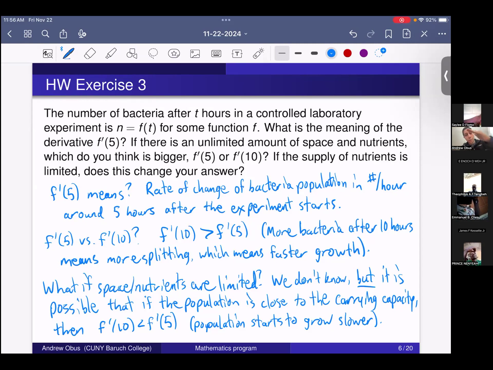And that means that they're not growing fast anymore. It's kind of staying the same. Or maybe they're even really starting to die off. Maybe the rate of change even becomes negative. That all depends on how close to the carrying capacity we are.